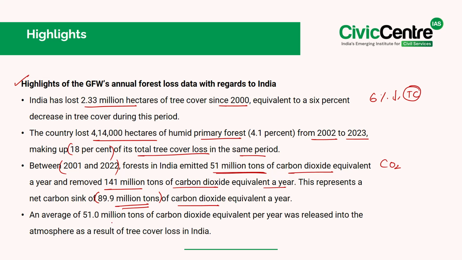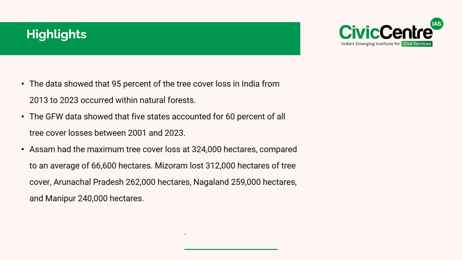Then, an average of 51 million tons of carbon dioxide equivalent per year was released into the atmosphere as a result of the tree cover loss in India. Furthermore, the data showed that 95% of the tree cover loss in India from 2013 to 2023 occurred within natural forests. Also, this data showed that 5 states accounted for 60% of all tree cover losses between 2001 and 2023. Notably, Assam had the maximum tree cover loss at 3,24,000 hectares compared to an average of 66,600 hectares.